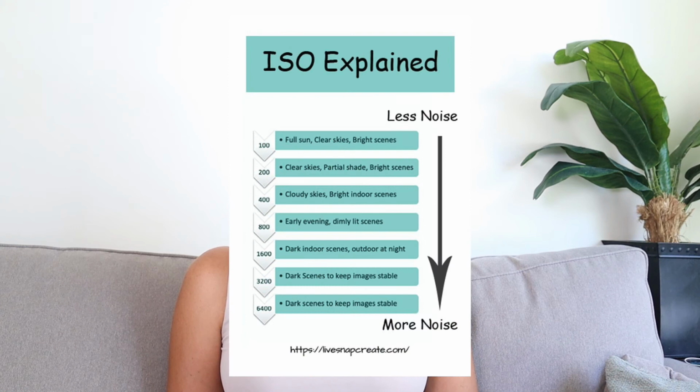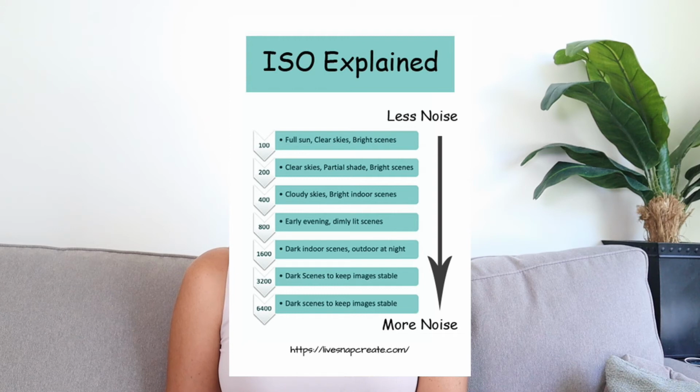This is another great little chart here talking about the noise and when you would use the ISO settings. So ISO 100 is for full sun, clear sky, bright scenes. So very, very bright day you would use ISO 100 and there is not going to be any noise there. Maybe ISO 400 is when there's clouds, and if you're indoors and it's kind of bright.